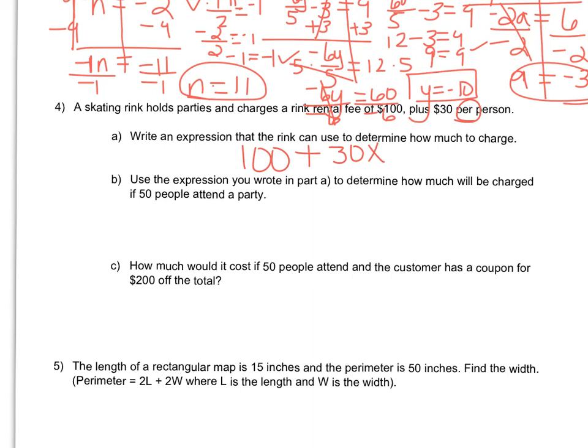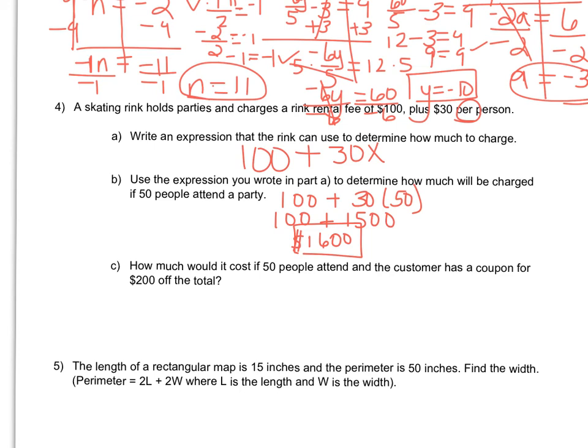Part B says, use the expression you wrote in Part A to determine how much would be charged if 50 people attend. So 100 plus 30 times 50. So 30 times 50 is 1,500. And then if I add 100 to 1,500, I get 1,600. So it's going to cost $1,600 if 50 people attend.